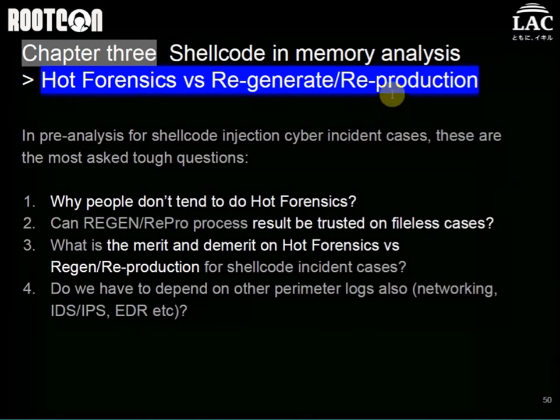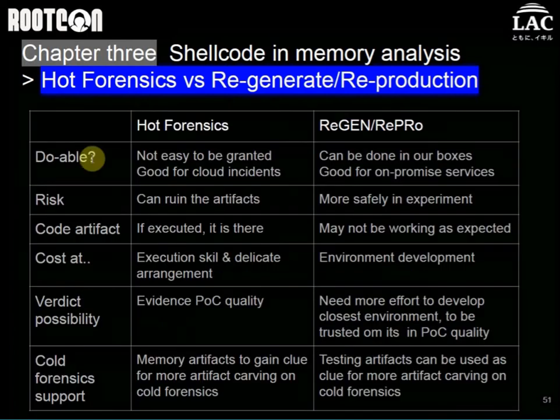Now, we are talking about the shellcode in memory analysis, hot forensics versus the regeneration or reproductions. Popular questions: why don't people tend to do the hot forensics in memory for Linux? Can the regeneration process result be trusted on the fileless cases? Or what is the merit or demerit of hot forensic versus the regeneration? All of the questions will be answered in this table. So first, hot forensic versus regeneration, right?